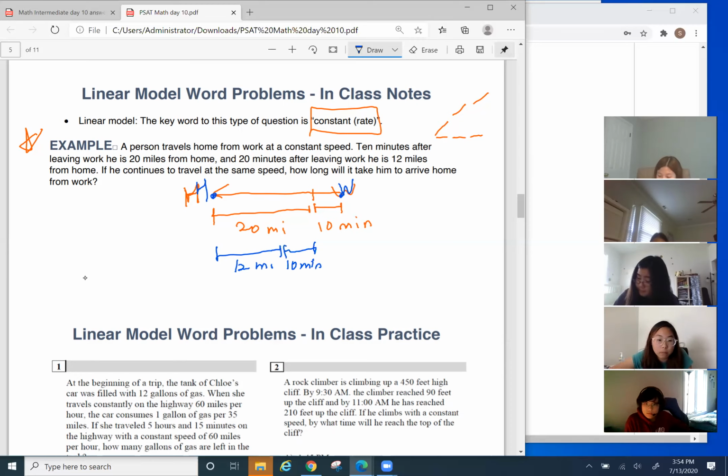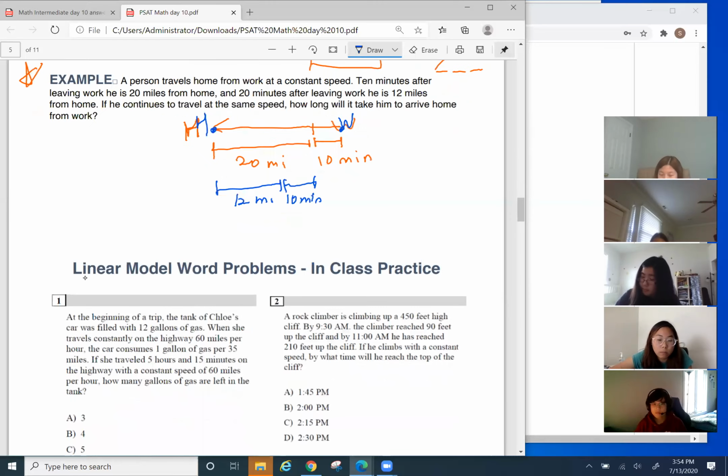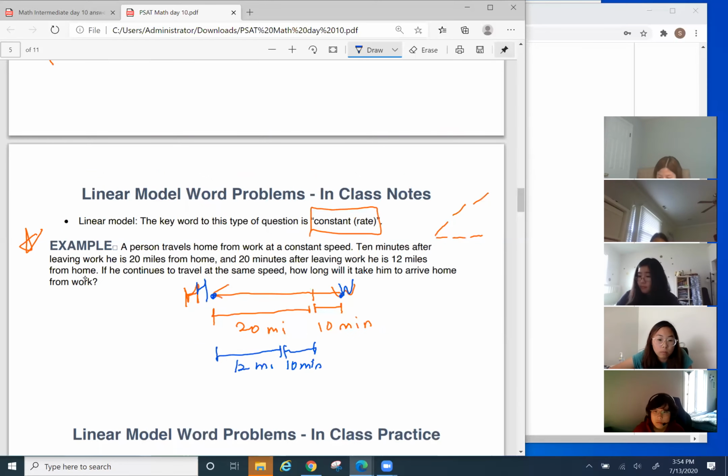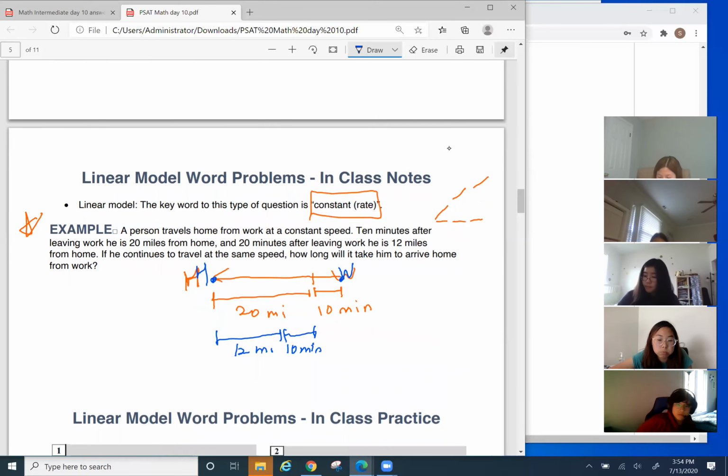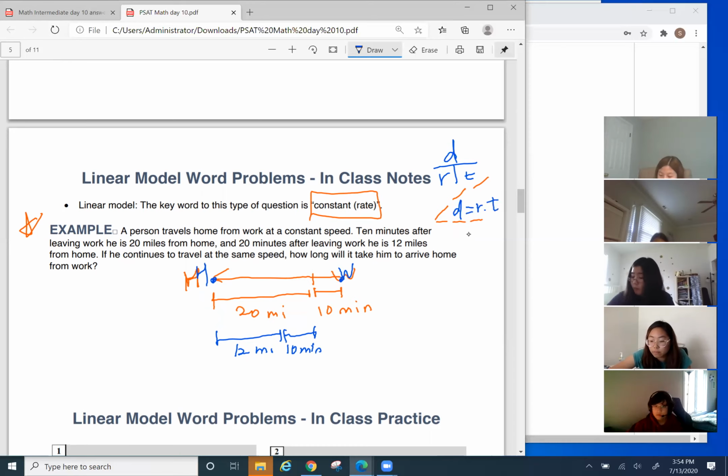Here, if you need the equation, I can give you some equations that are really important to know. You have to know this equation that tells you that distance is equal to rate times time. And then if you want to solve for the rate, it is distance over time. And time is equal to distance over rate.